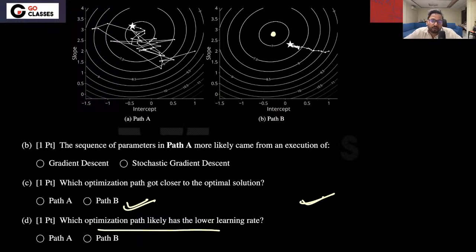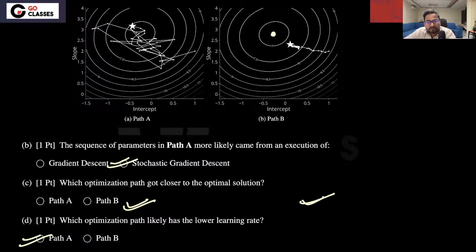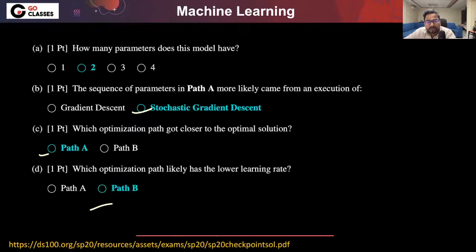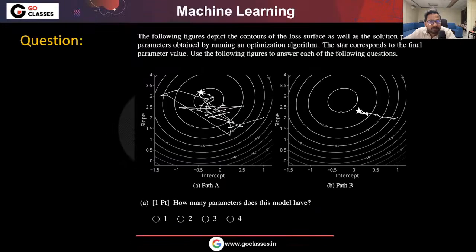Which optimization path is likely to have a lower learning rate? This is very, very slow. If you see this, this is very slow. So path A. The sequence of parameters in path A is more likely to come from the execution of... In path A, it is stochastic. Okay, stochastic path A, path B. At C, they are saying path A. Just a second. Which optimization path got closer to the optimal solution? Actually, this is the star corresponding to the final parameter value.